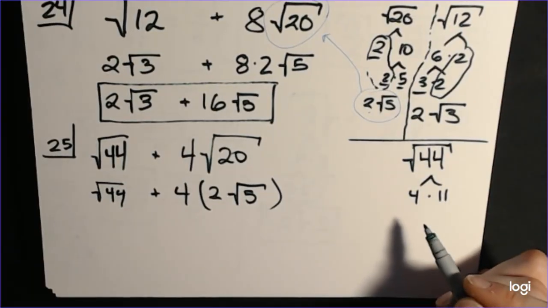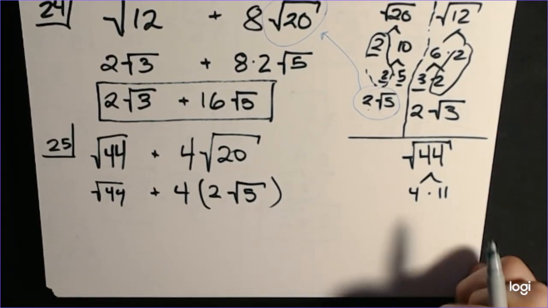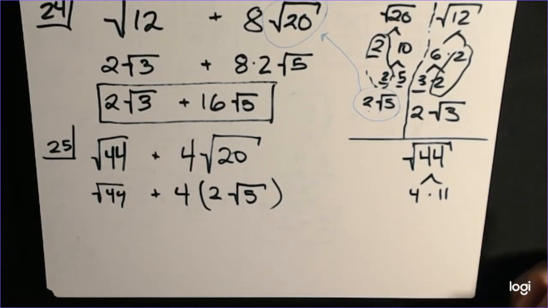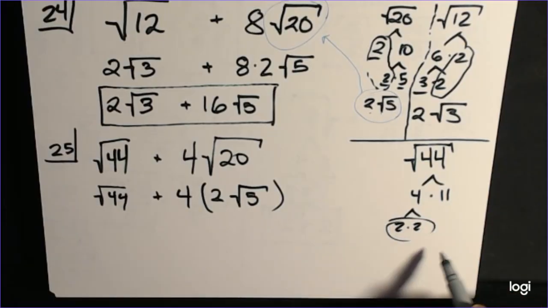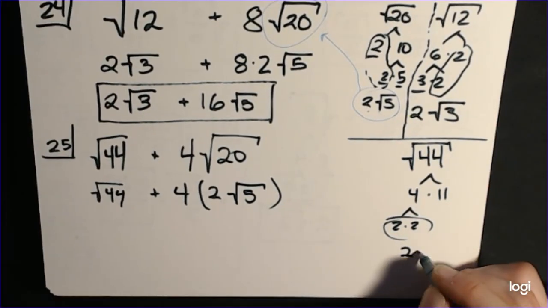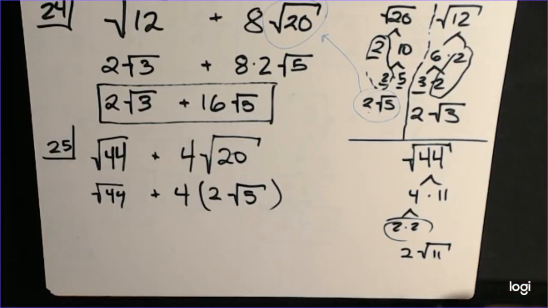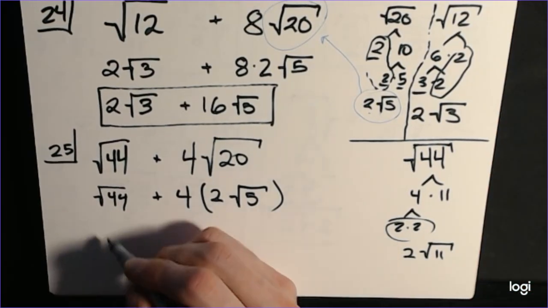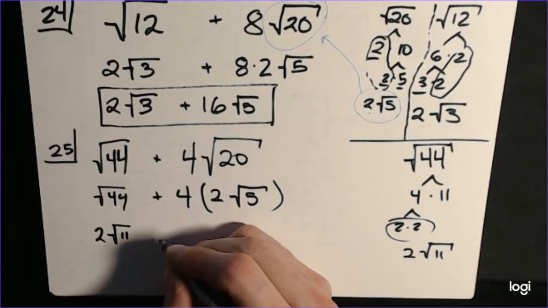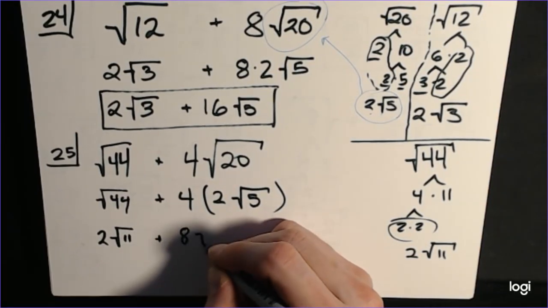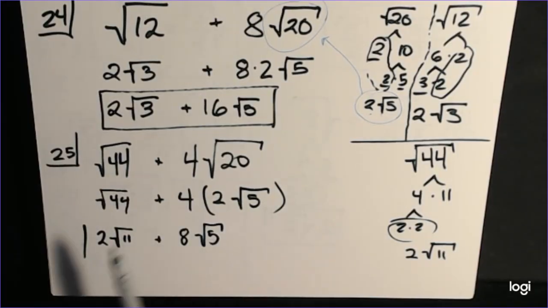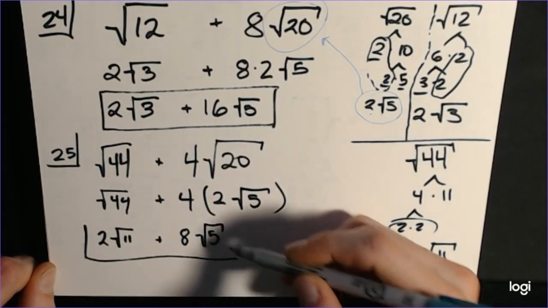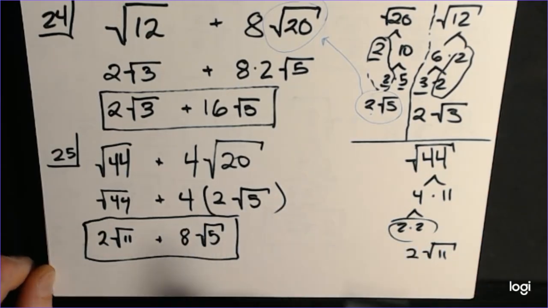Anytime you have a 2-digit number that repeats, 11 is a great factor to look for. And 11 is a prime number, so we can't do anything with 11, but 4 we can break up into 2 times 2. So we remove the 2, and we write our square root symbol, put the 11 back into it. So that's going to come back over here. We have 2 times the square root of 11 plus 8 times the square root of 5. And again, 11 does not equal 5. We cannot add these together, so we put a box around our answer, and we can go to the next problem.